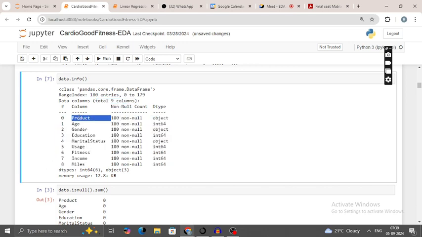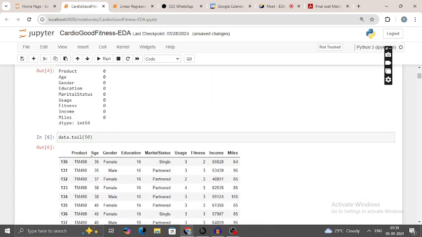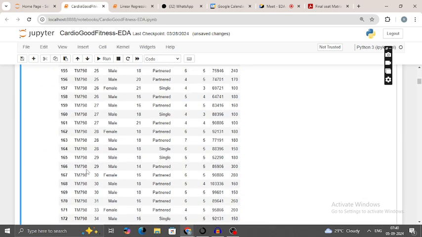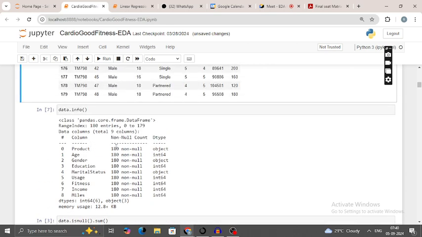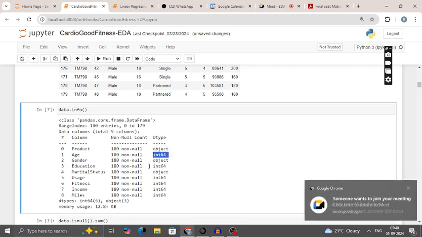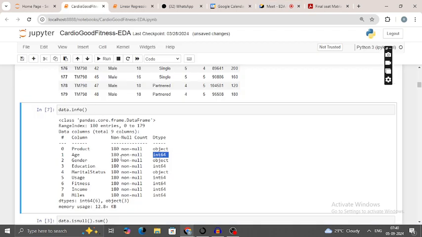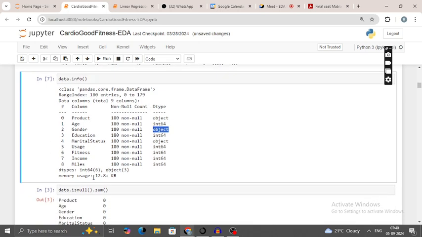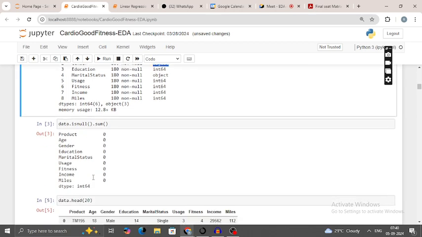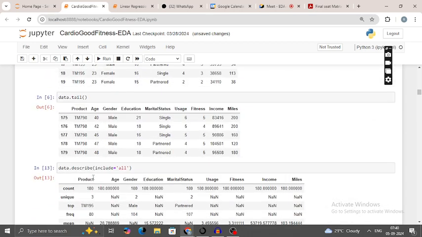Look at this, product. Product is column number 1. They have product codes there. 180 non-null, object. So it's an object, it's not an integer. Age is an integer. Similarly, you have gender as object. Like this you will get the data type of each column. So with data.info you are going to get everything. Similarly, check for null values, head and everything, tail, I already told you.